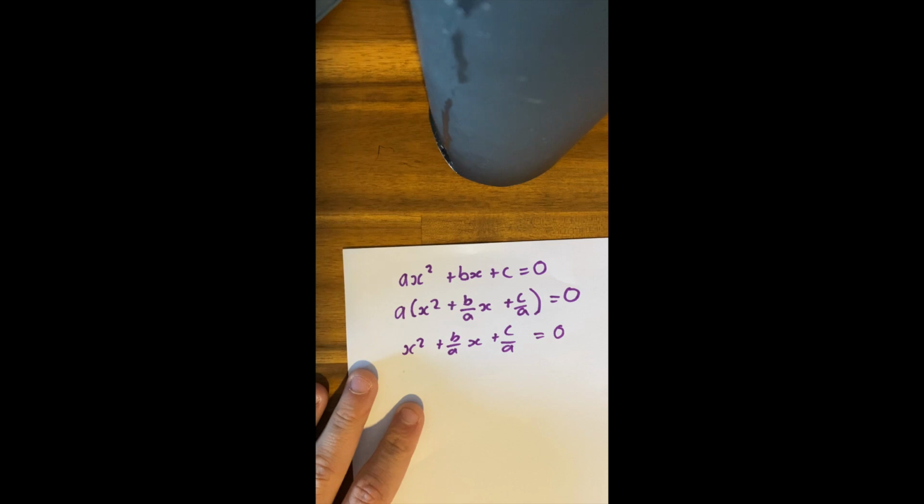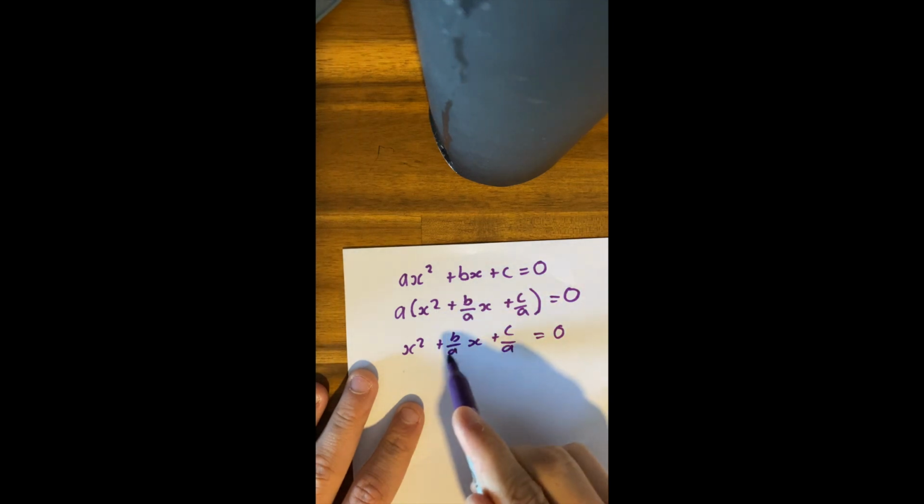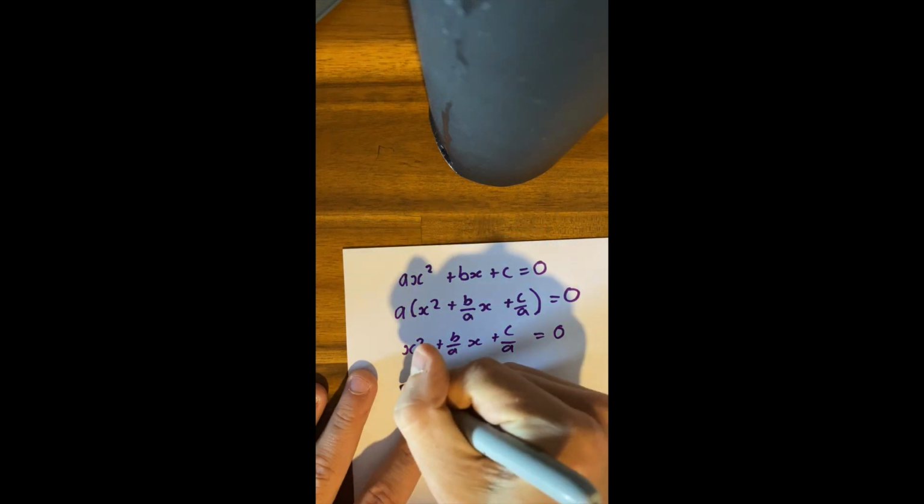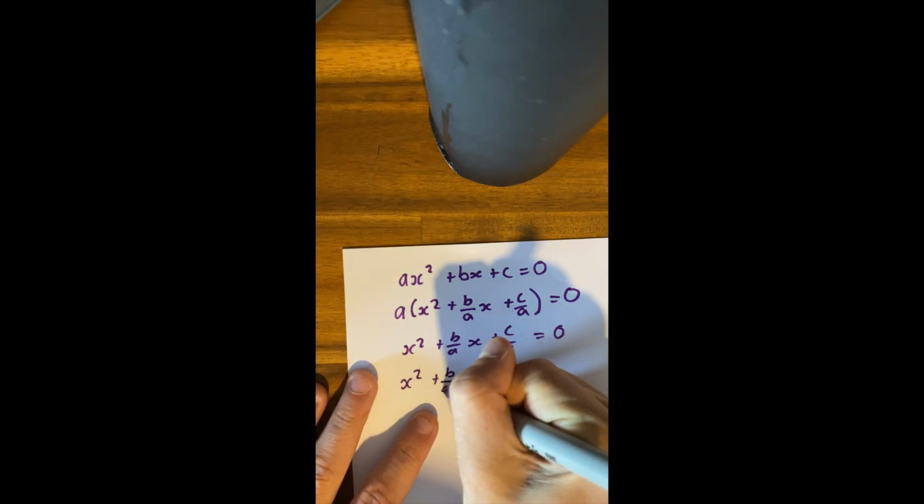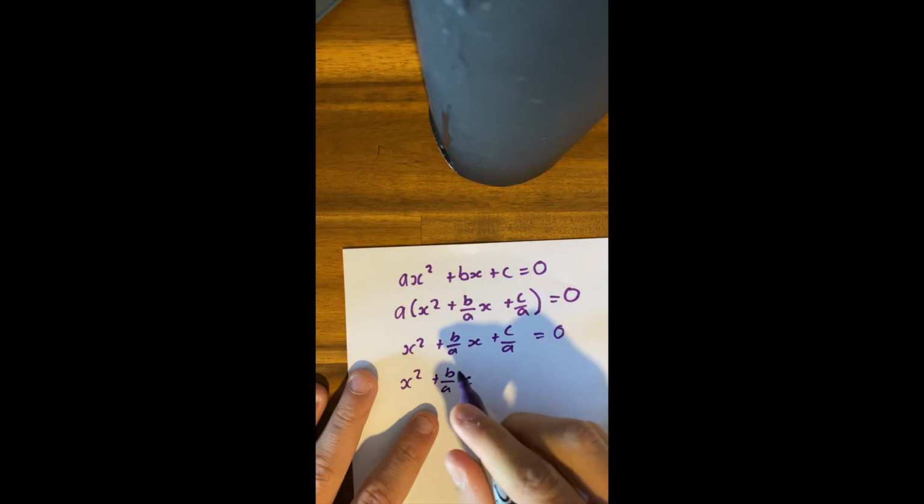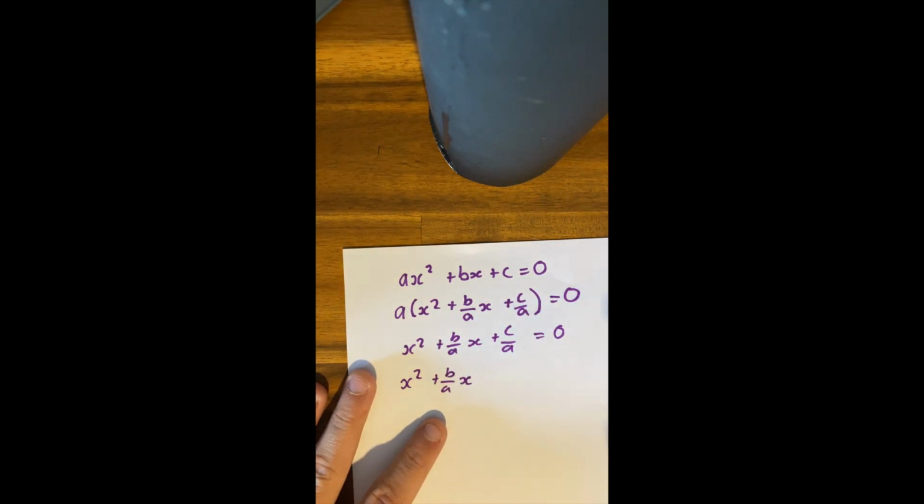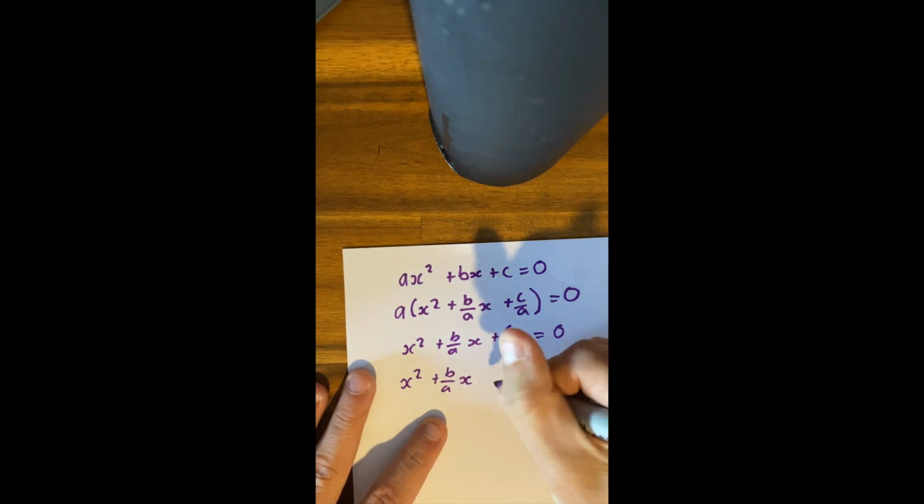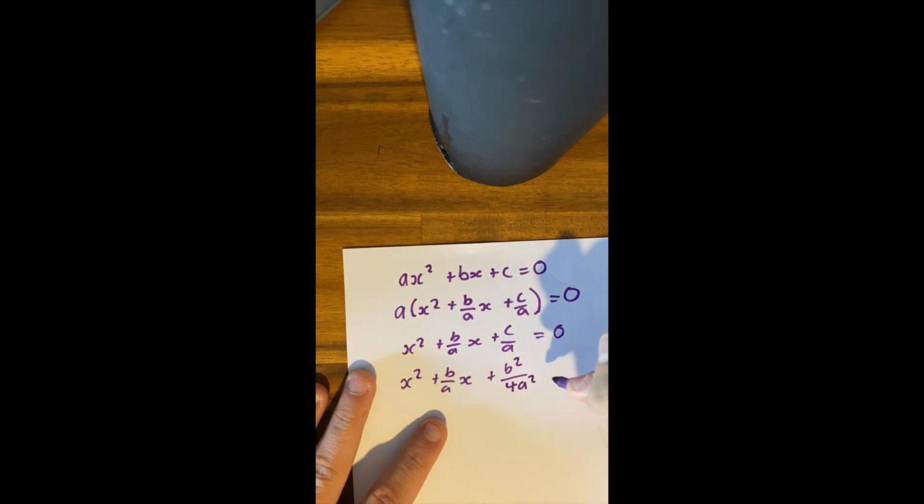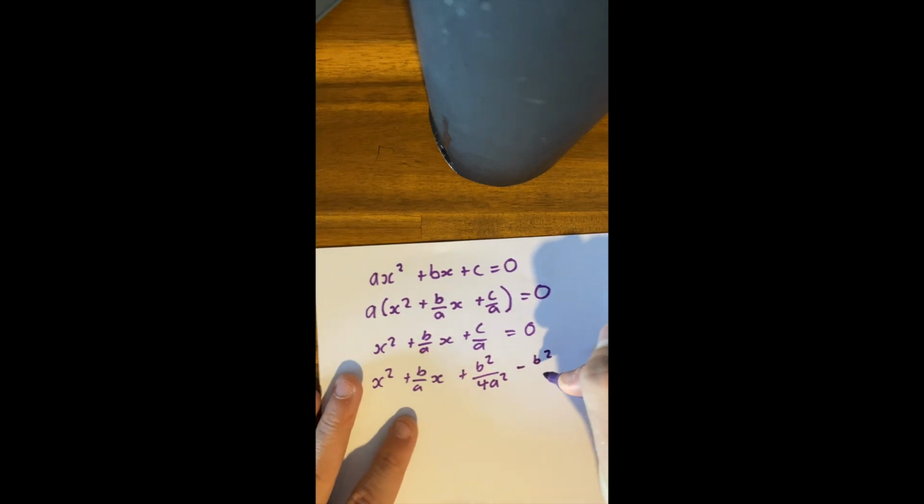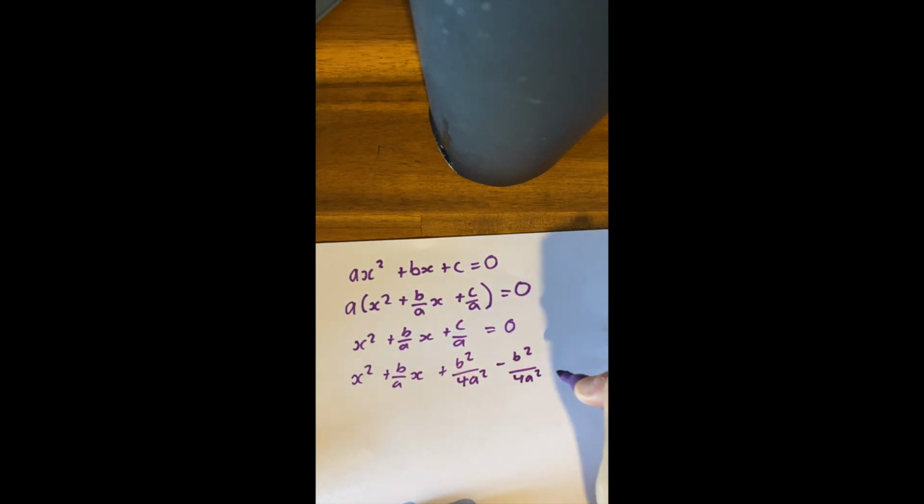So when completing the square, we have to half, square and add this term here. So x squared plus b on a x, halving it, we simply double the denominator, so b on 2a, and then of course to square it, we square both the numerator and the denominator. So we have b on 2a, and we square that, we get b squared on 4a squared, and then of course we have to subtract that, and we have the plus c on a here.